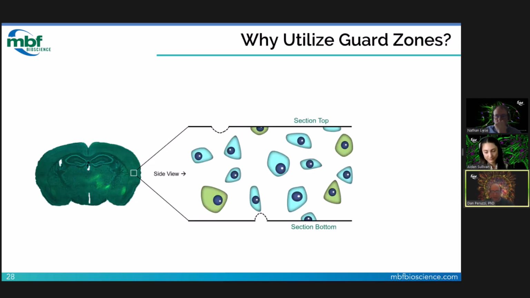So let's recap why we use guard zones. The guard zone is to protect from artifact. In this illustration, the artifact is lost caps, lost cells, and so we need to make the guard zone big enough to fit over any artifact.